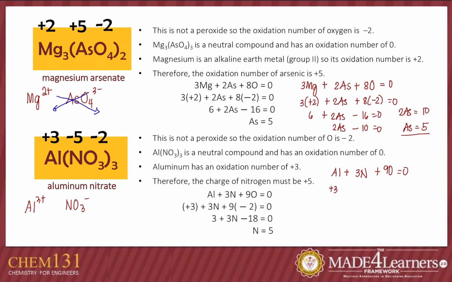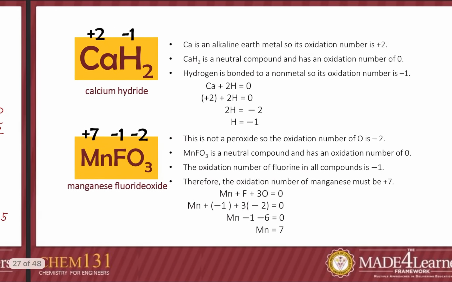So we know that aluminum has an oxidation number of positive 3 plus three nitrogen plus 9 times negative 2 equals 0. So 3 plus 3n minus 18 equals 0. So 3 minus 18 is negative 15. So 3n equals 15. So therefore the oxidation number of nitrogen is 5. Alright? So that's how you assign oxidation number.